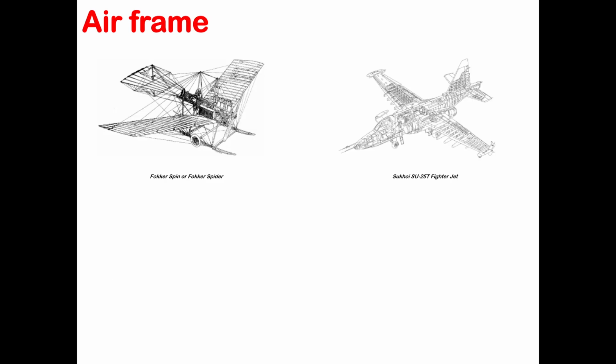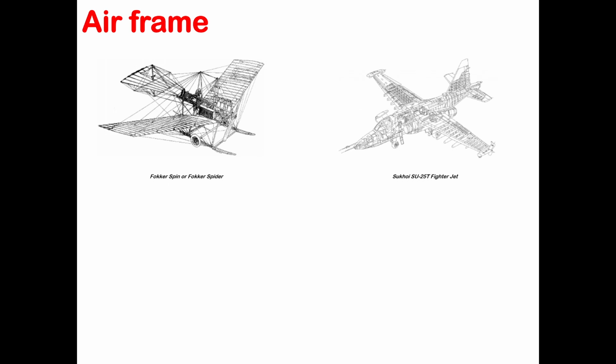Here we have two examples of one of the earliest aircraft that was designed. You can see the aircraft frame there for a Fokker spin or Fokker spider. And on the right hand side, you can see a modern aircraft frame for a modern military jet. It's a Sukhoi Su-25T fighter jet, which I think is a Russian jet. But yeah, you can see the development of aircraft.